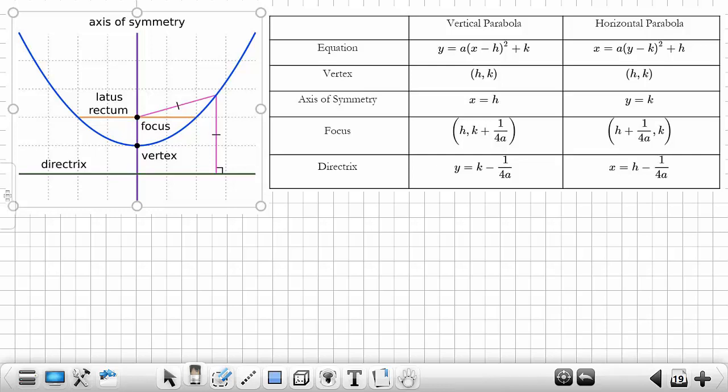This is where people lose it. Okay? Focus and directrix. The focus of a parabola is h comma k plus 1 over 4a. The directrix of a parabola is y equals k minus 1 over 4a.